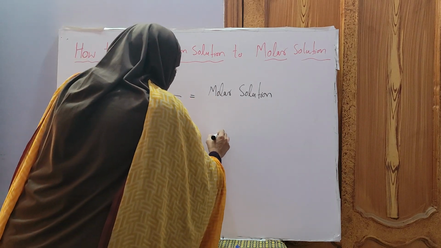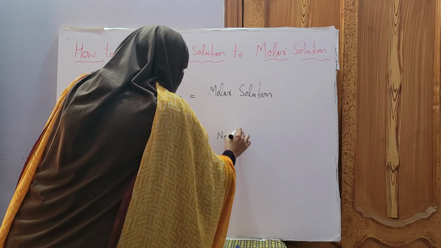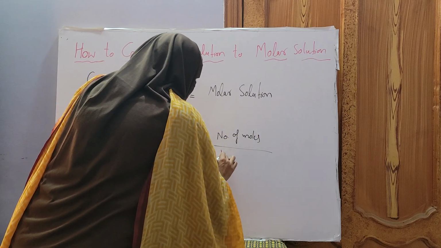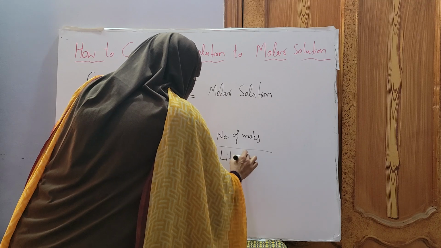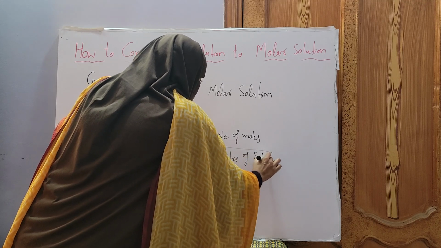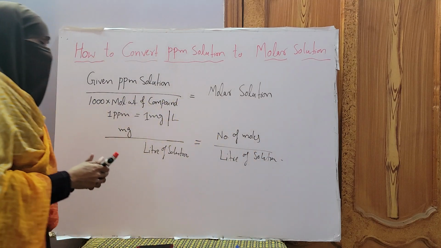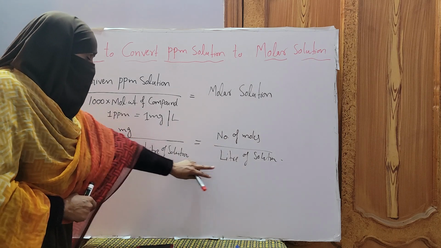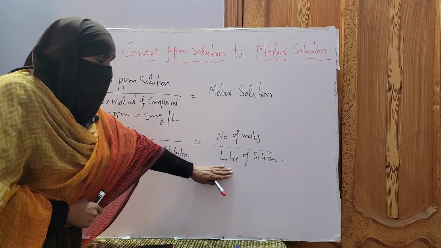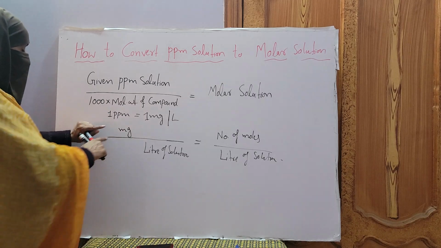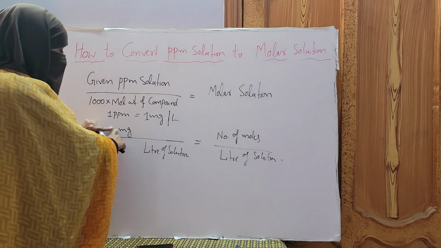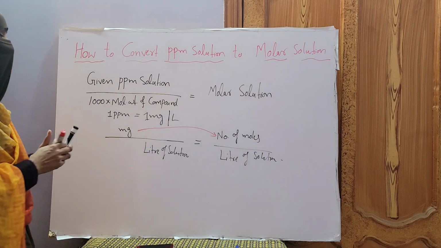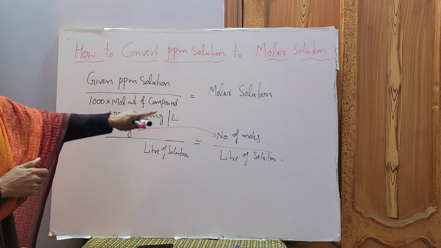Now molar is the number of moles of that compound per liter of solution. In SI units we say per dm cube of solution. Now milligram per liter, number of moles per liter. The liter is the same in solution concentration. You just have to convert milligrams into moles. So you have to convert milligrams of your sample into moles.